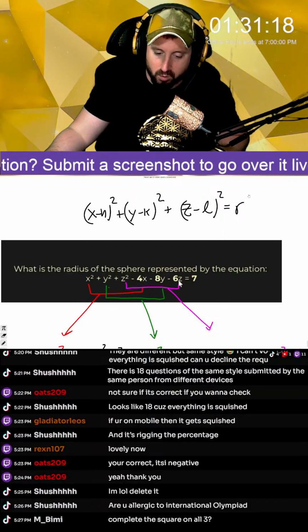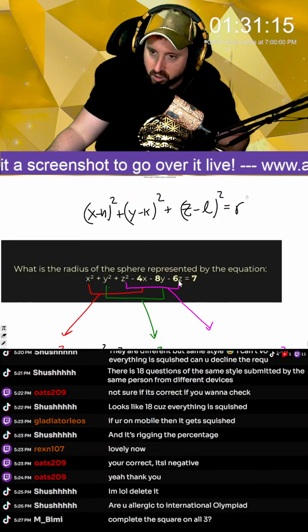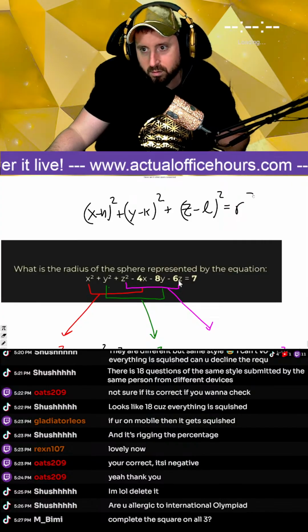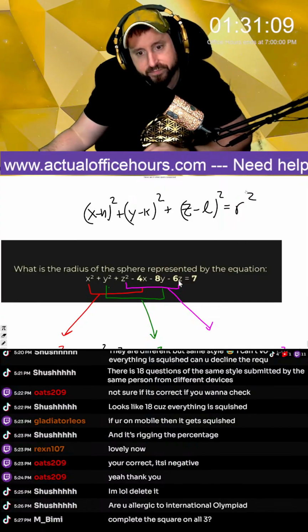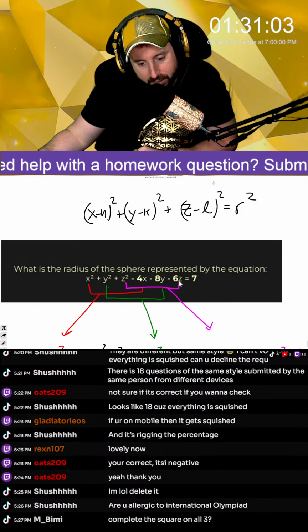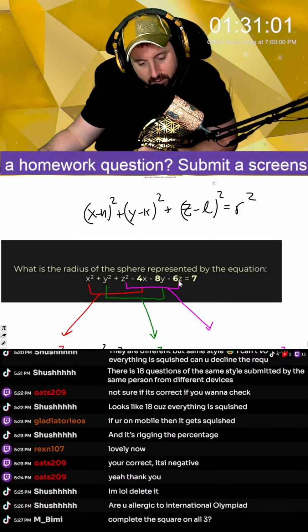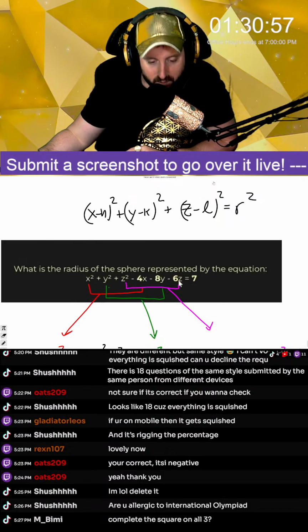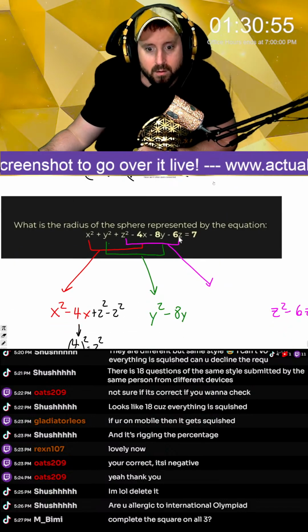Is it r squared or r cubed? It's r cubed, no? No, it's r squared. Yeah, I think so. A sphere is represented by 1 radius, I think. Yeah, 1 radius and 2 angles. There you go. Perfect. Yeah, that's what I meant.